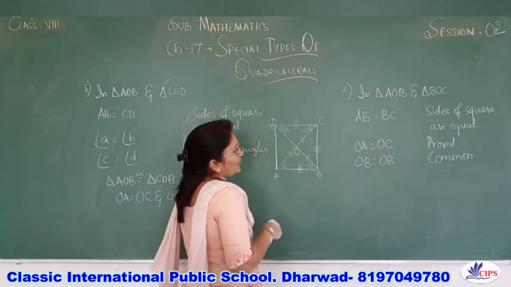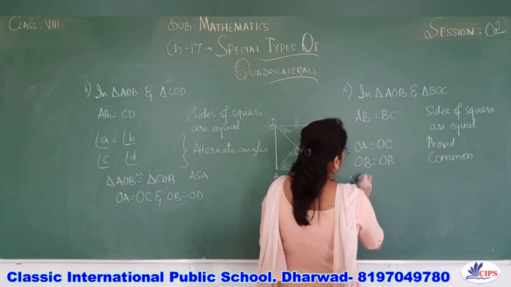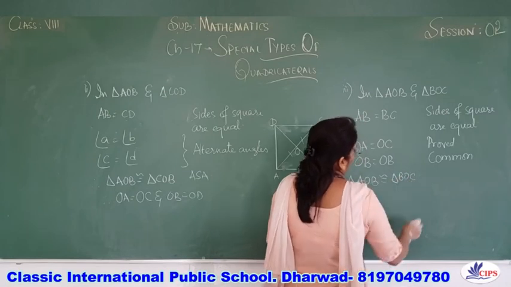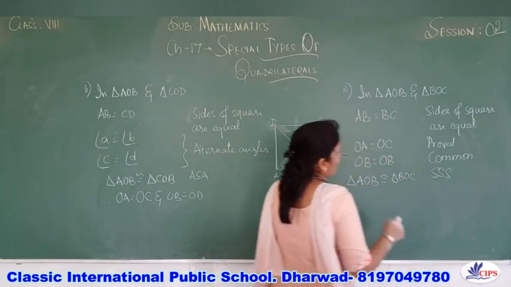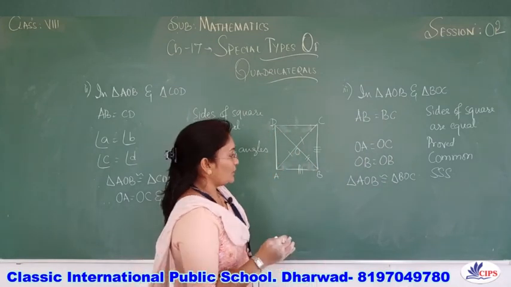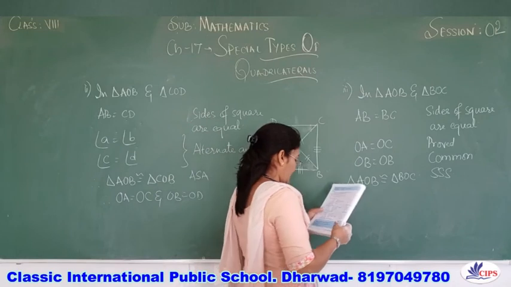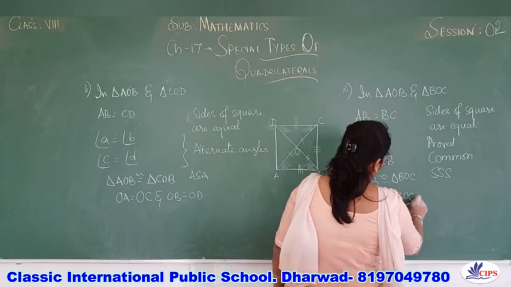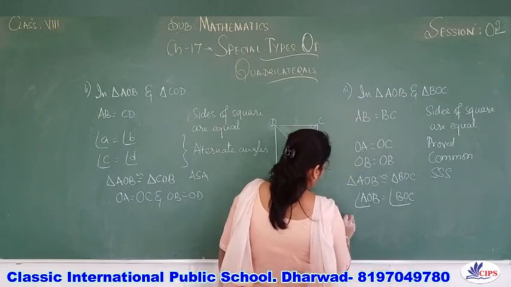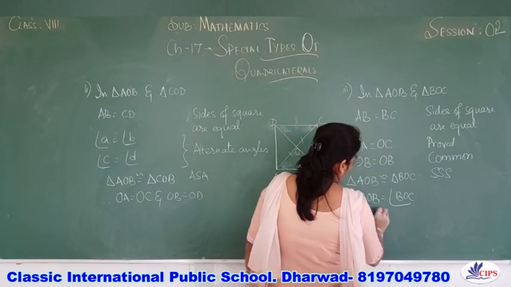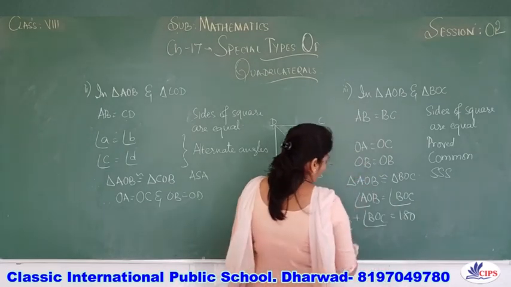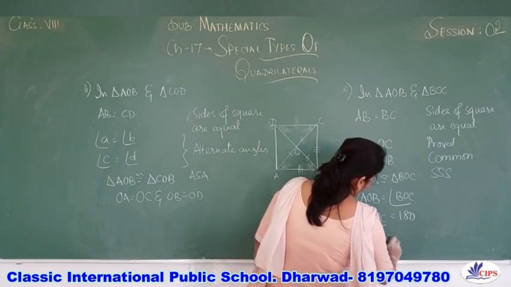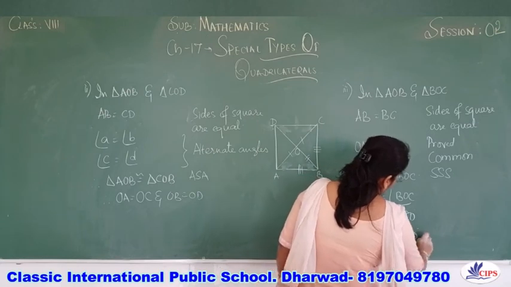So here all the sides are equal. Therefore triangle AOB is congruent to triangle BOC by the SSS criterion. All three sides are equal, so these two triangles are congruent. Next, angle AOB is equal to angle BOC, but angle AOB plus angle BOC is equal to 180 degrees. So to find the measure of each angle, angle AOB is equal to angle BOC, which is 180 divided by 2, that is 90 degrees.